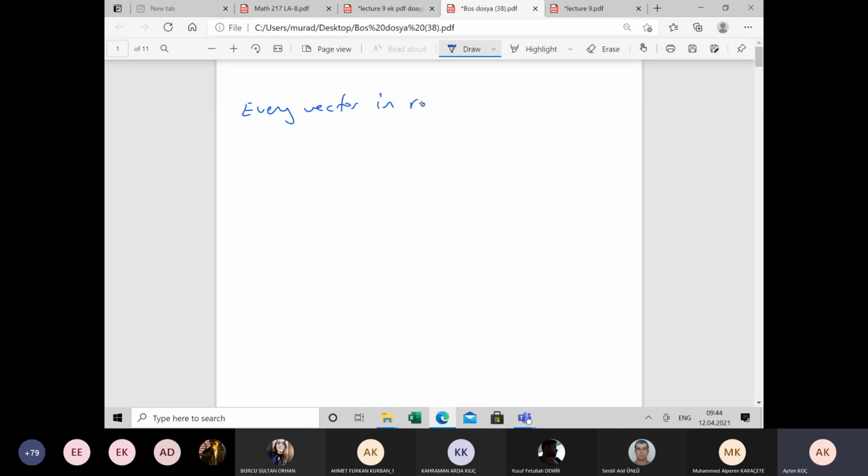Every vector in the range of L is of this form. What's the form? a sub 1 plus a sub 3, a sub 2 plus a sub 1 plus a sub 2, sorry, a sub 2 minus a sub 3. Our aim is to find the basis, and our aim is to generate these vectors.